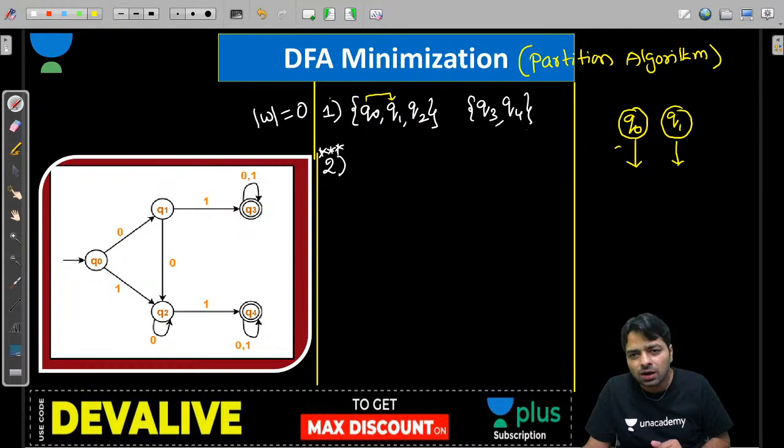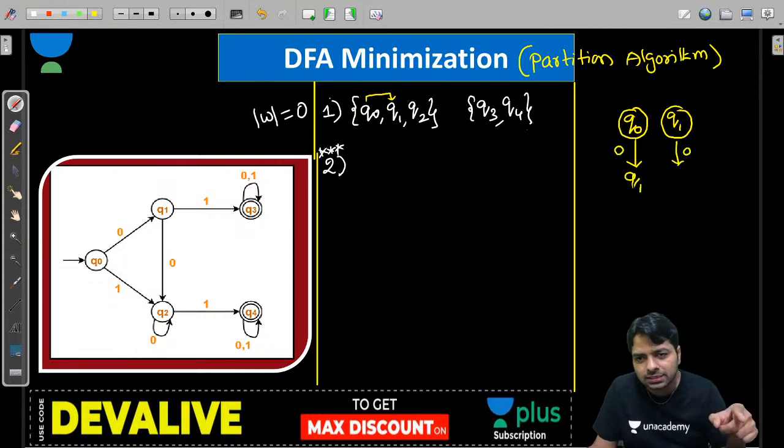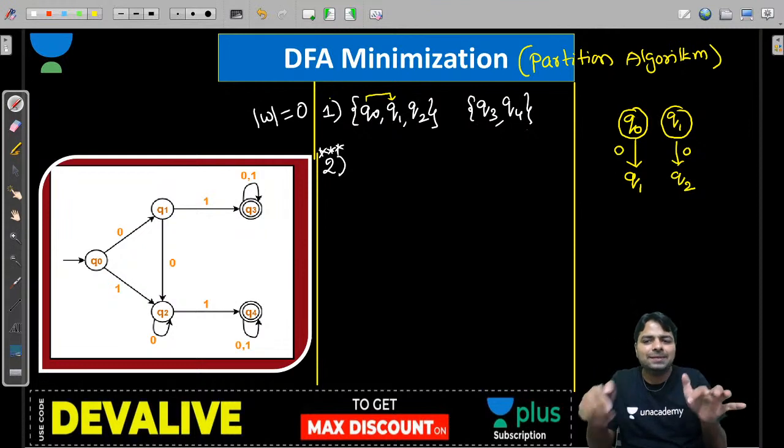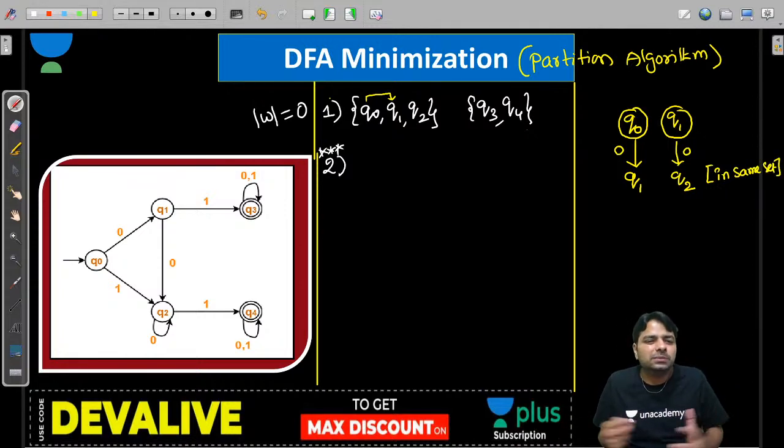It's okay. On 0, tell me Q0 on 0. Is it going to Q1? Yes. Q1 on 0, look at that. It's going to Q2. Now say that: Q1, Q2, are they in the same set? Yes, in same set. That means we are not able to distinguish, guys.